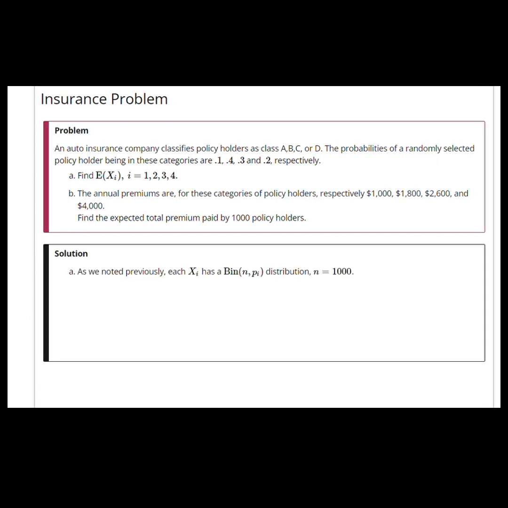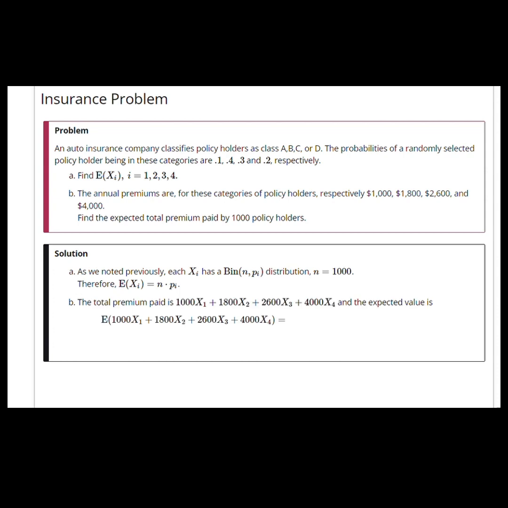Solution. We noted earlier that each of the components of a multinomial, Xi, has a binomial distribution. The parameters are n and pi. In this case, n is 1,000. This tells us what the expected value of Xi is: it's n times pi. If we have 1,000 policyholders, there are X1 of type A, X2 of type B, X3 of type C, and X4 of type D. So the total premium that we receive is $1,000 times X1 plus $1,800 times X2 plus $2,600 times X3 plus $4,000 times X4.